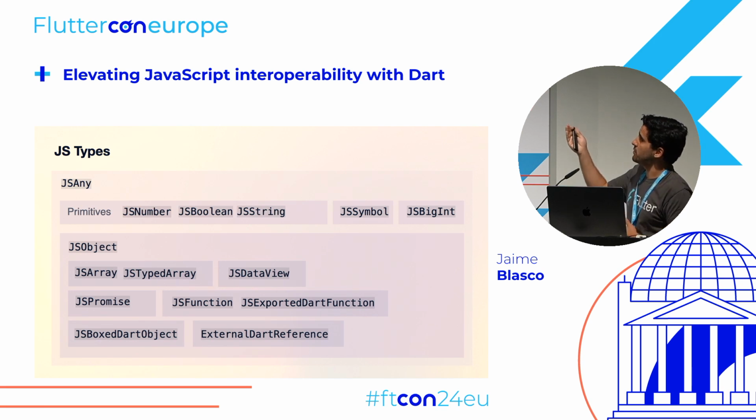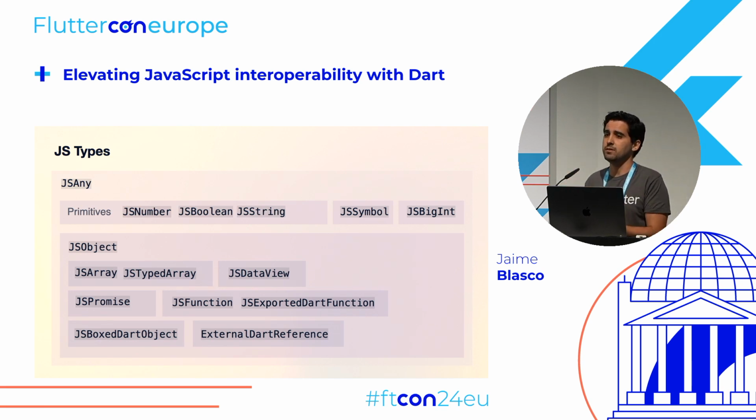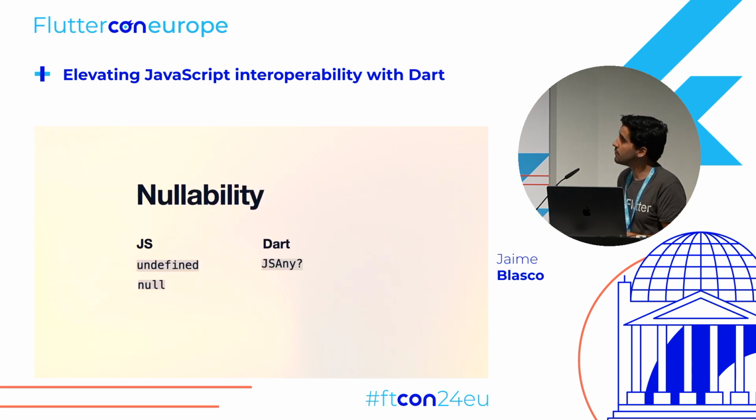The JSExportedDartFunction means it's a Dart function that you exported as a function to JavaScript, so you can call your Dart code from JavaScript. Something similar, you have JSBoxedDartObject, which is a Dart object that you can wrap into a safe object from JavaScript to pass it also to JavaScript code, or ExternalDartReference, that is something very similar to the boxed object, but it just stores the reference of the object and you cannot use it in JavaScript itself.